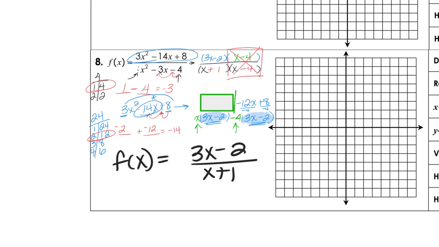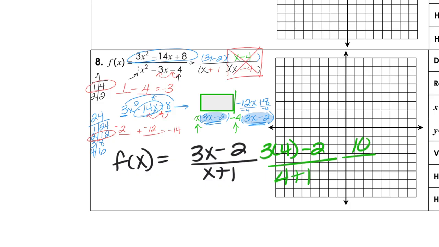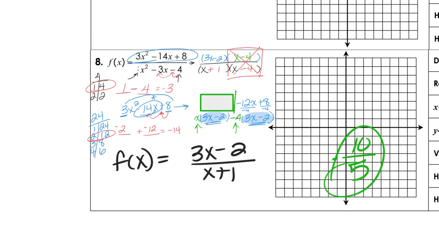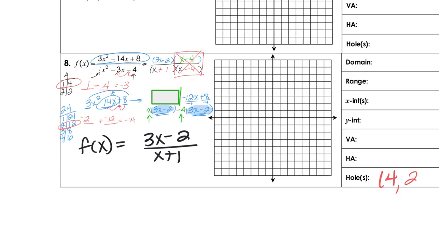So if I took out a 4 and I evaluated it, that's 12 minus 2 is 10. 4 plus 1 is 5. This fraction, 10 over 5, is just the value 2. So when I take out my hole, even though the x value is 4, the y value is 2.